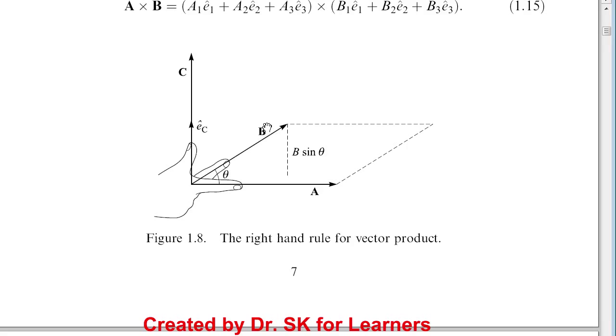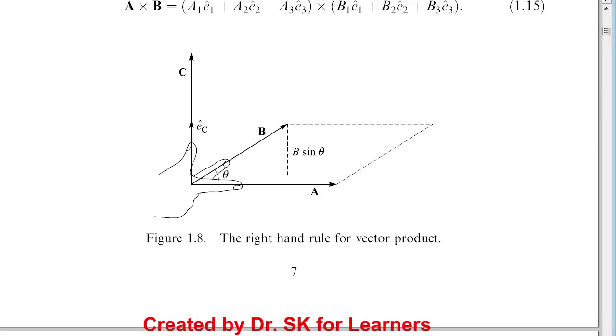Since we are multiplying A and B, in simple 2D geometry we know that if you multiply two sides of a parallelogram, it will give you the area, had it been a rectangle, of this parallelogram. So this C has a magnitude equal to the area of this parallelogram, and it has a direction towards the third axis. And in the same way, if you try to reverse it, if you try to multiply B with A, meaning B cross A.